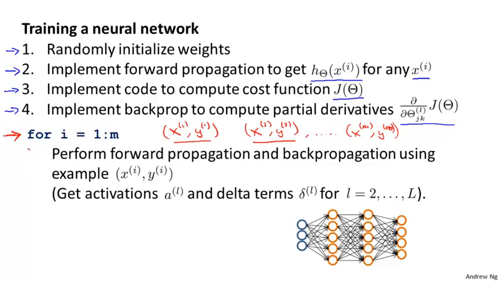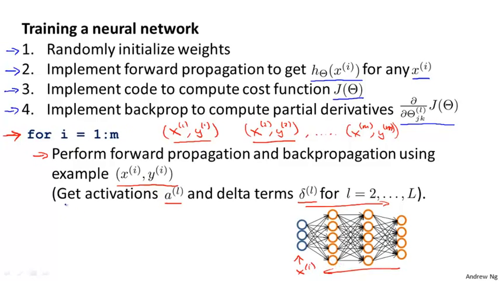So concretely, we have a for loop over my m training examples, and inside the for loop, we're going to perform forward prop and back prop using just this one example. What that means is that we're going to take x i and feed that to my input layer, perform forward prop, perform back prop, and that will give me all of these activations and all of these delta terms for all of the layers, for all of my units in the neural network.